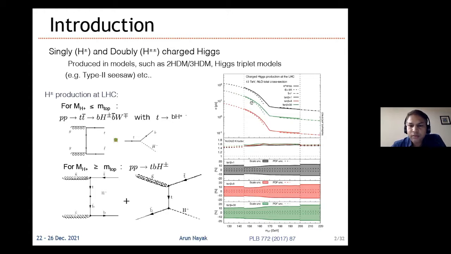So here you can see, for example, the calculated cross sections. These cross sections are calculated, I think, for the type 2 doublet models for different values of tan beta, 1, 8, and 30. And these cross sections are calculated for charged Higgs masses close to the top quark mass. In particular, this paper was about calculating the cross section at NLO close to the top quark mass. So you can see how the cross sections change as you go from light charged Higgs to heavy charged Higgs.